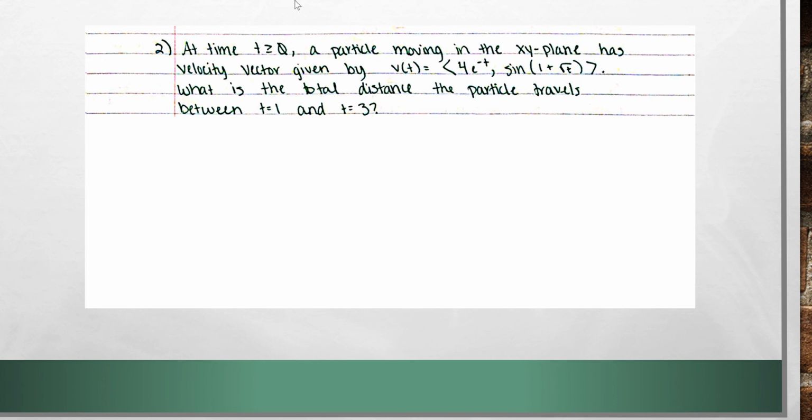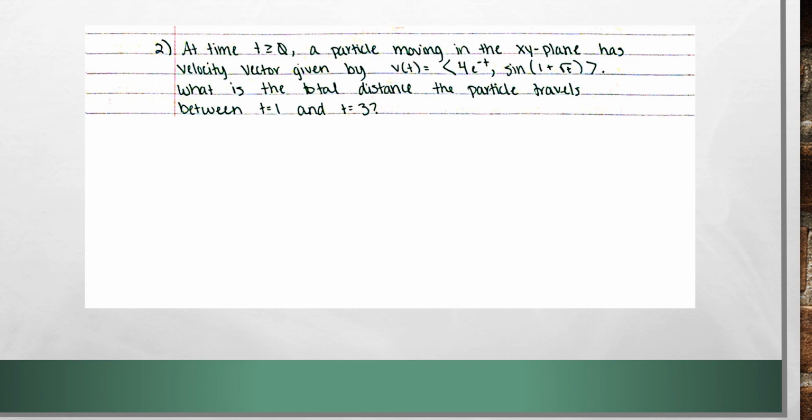This last question is a multiple choice question, so we will need to find the simplest form of the number. And this question tells us that at time t is greater than or equal to 0, which means when time is positive, a particle moving in the xy plane has velocity vector given by v of t equals 4e to the negative t, sine of 1 plus the square root of t. And it asks us what the total distance the particle travels between t equals 1 and t equals 3.